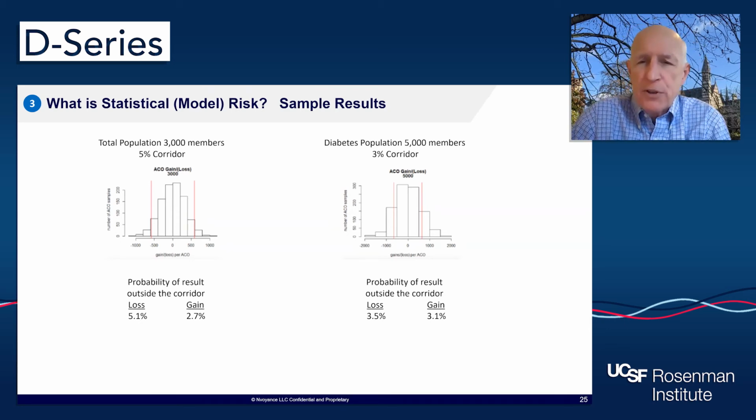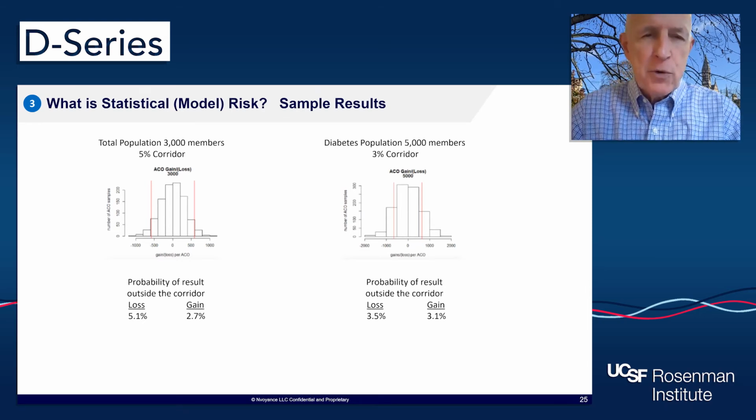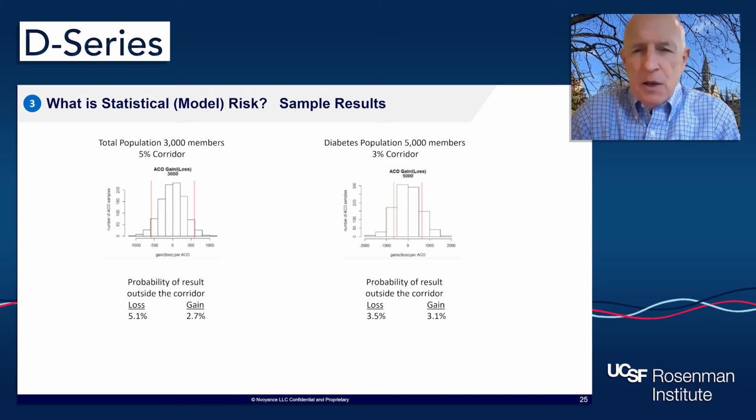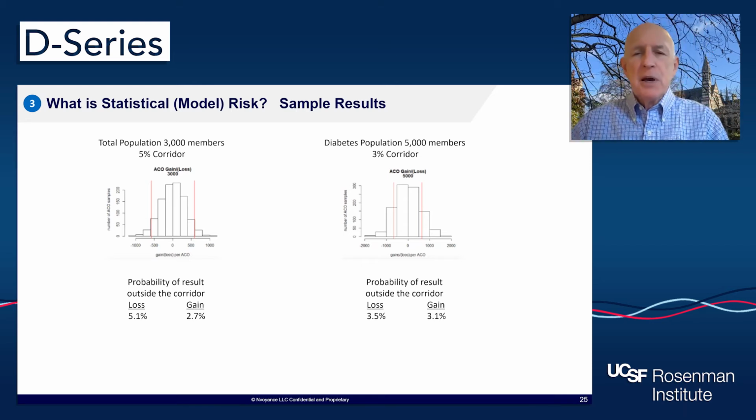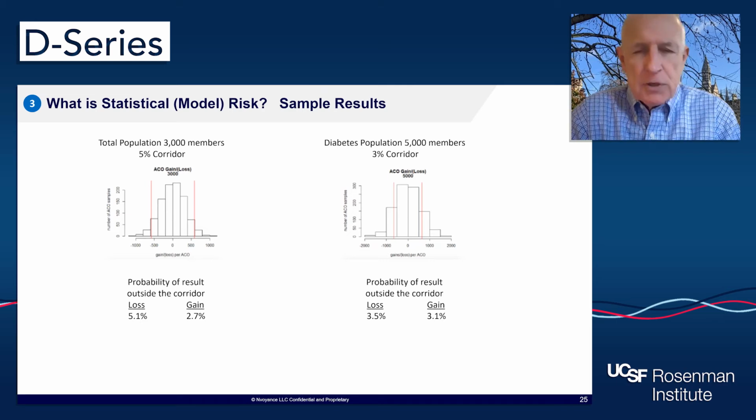The second example is a 5,000 member diabetes example. Here we have a 3% corridor. So the corridor can vary, and as I said earlier, with smaller and smaller populations, the corridor needs to be wider. So we've got a bigger population here, 5,000 members who have diabetes. So they're higher cost members. There's 5,000 of them, and there's only a 3% corridor. Once again, you have a non-trivial probability that at least in 3.5% of the cases, you're going to end up having to pay some money back.